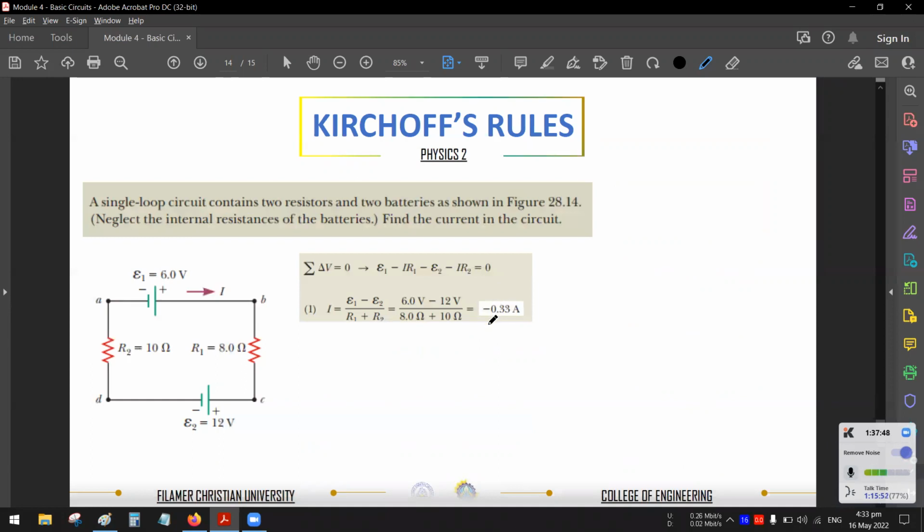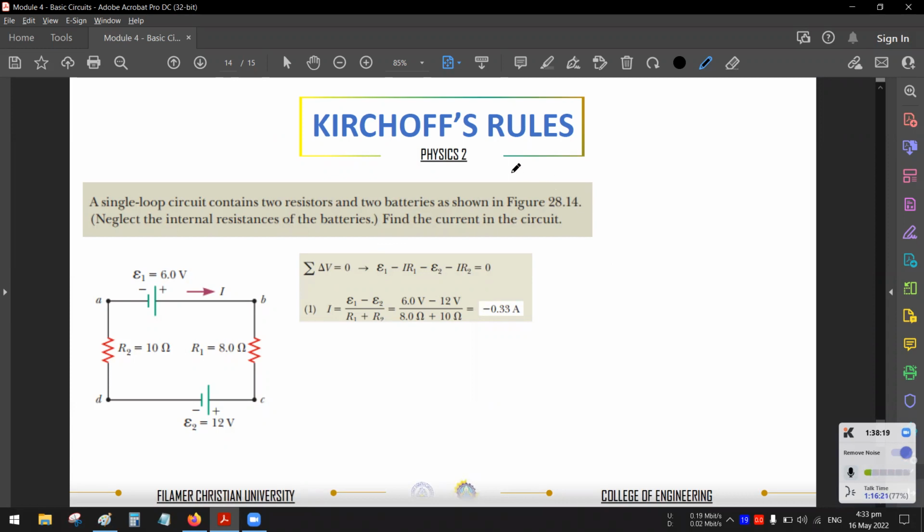Okay, so meron tayong example dito. Ayan. Ito, simple circuit lang siya. But take note, meron tayong apat na elemento dito. We have 4 elements here. 2 voltage sources and 2 load resistances. Okay? So a single loop circuit contains 2 resistors and 2 batteries as shown in the figure. Neglecting the internal resistance of the batteries, find the current in the circuit.